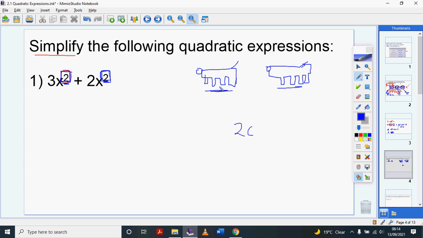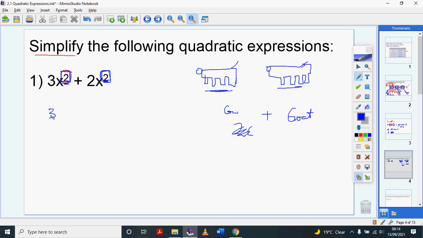But if it was a cow and a goat, I'm not going to draw the goat because I don't know how to draw a goat. If it was a cow and a goat, I wouldn't be able to add them and say I have 2 goat cows or 2 cow goats. I would just say I have a cow and a goat. So these are like terms.